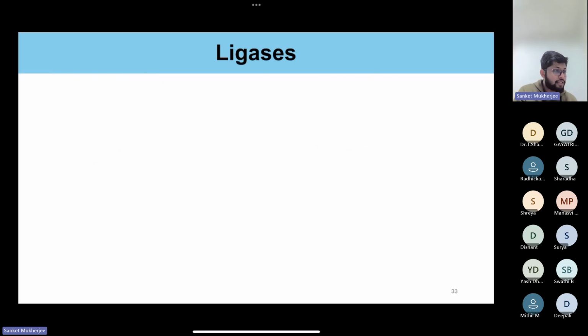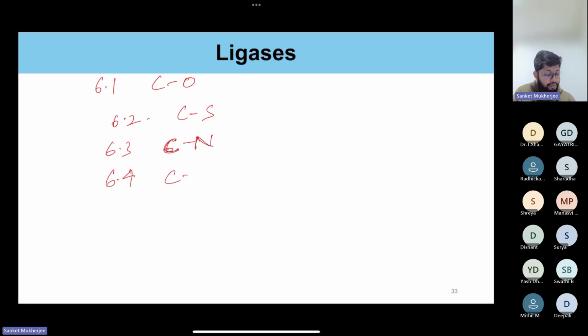If you look at the different subclasses, 6.1 forms carbon-oxygen bonds. 6.2 forms carbon-sulfur bonds. 6.3 forms carbon-nitrogen bonds. 6.4 forms carbon-carbon bonds. 6.5 forms phosphoric ester bonds. And 6.6 forms nitrogen and metal bonds.